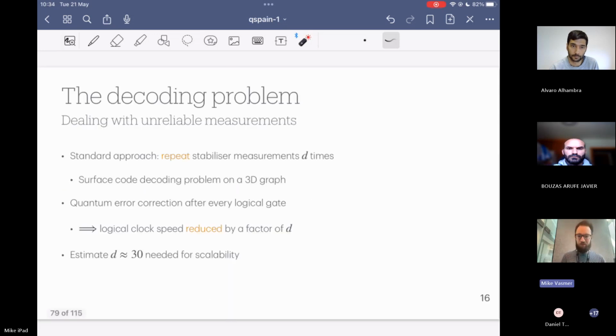But before we go there, I think it's a good time to pause for questions, and give you the opportunity to ask anything about the decoding problem or the surface code.